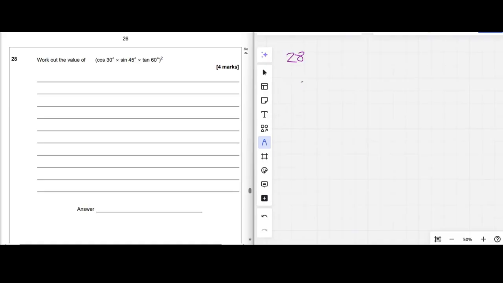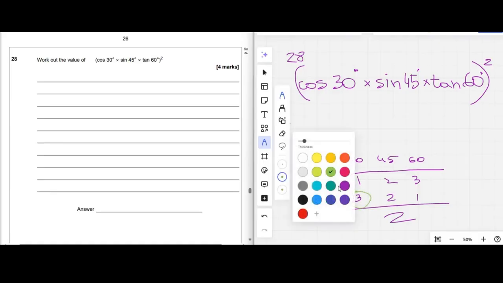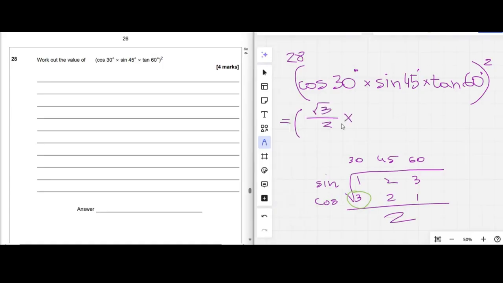28. Work out the value. Cosine of 30 times sine of 45 times tangent of 60, and that whole squared. Cosine of 30, so square root of 3 divided by 2, times sine of 45 is square root of 2 divided by 2.